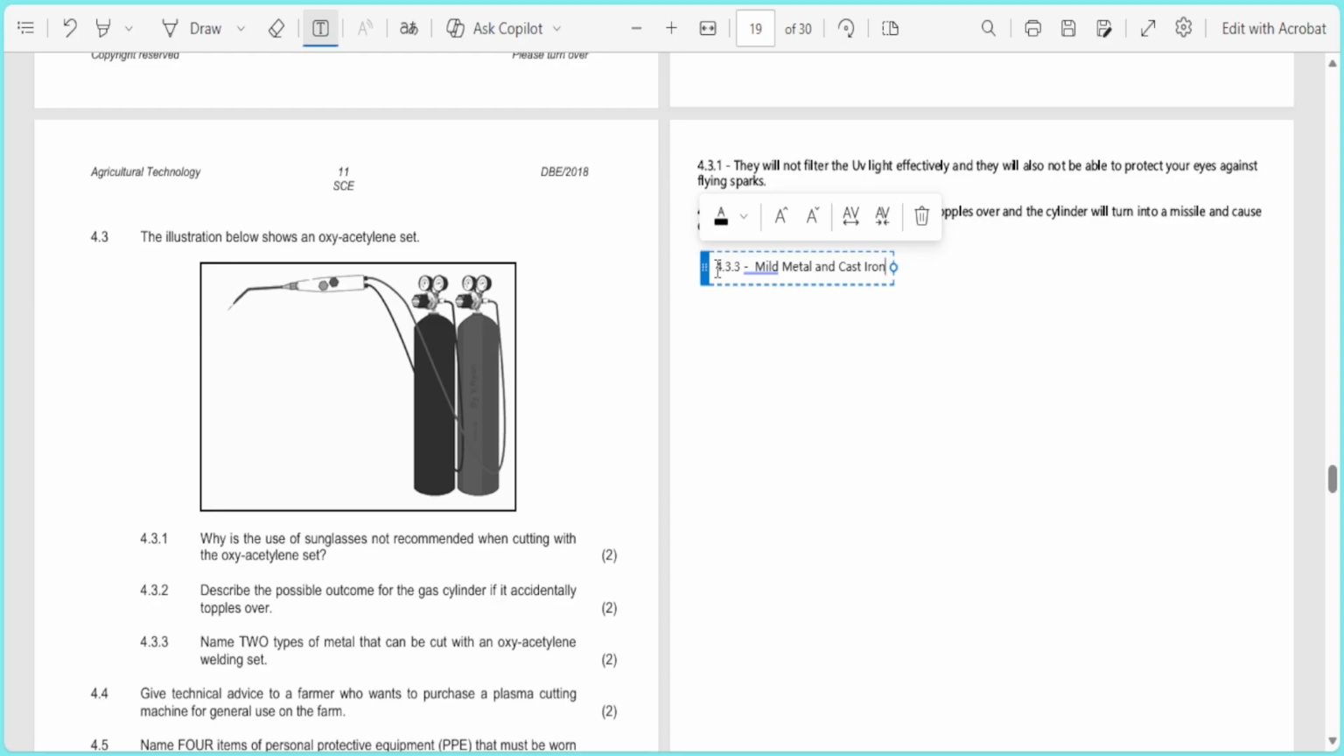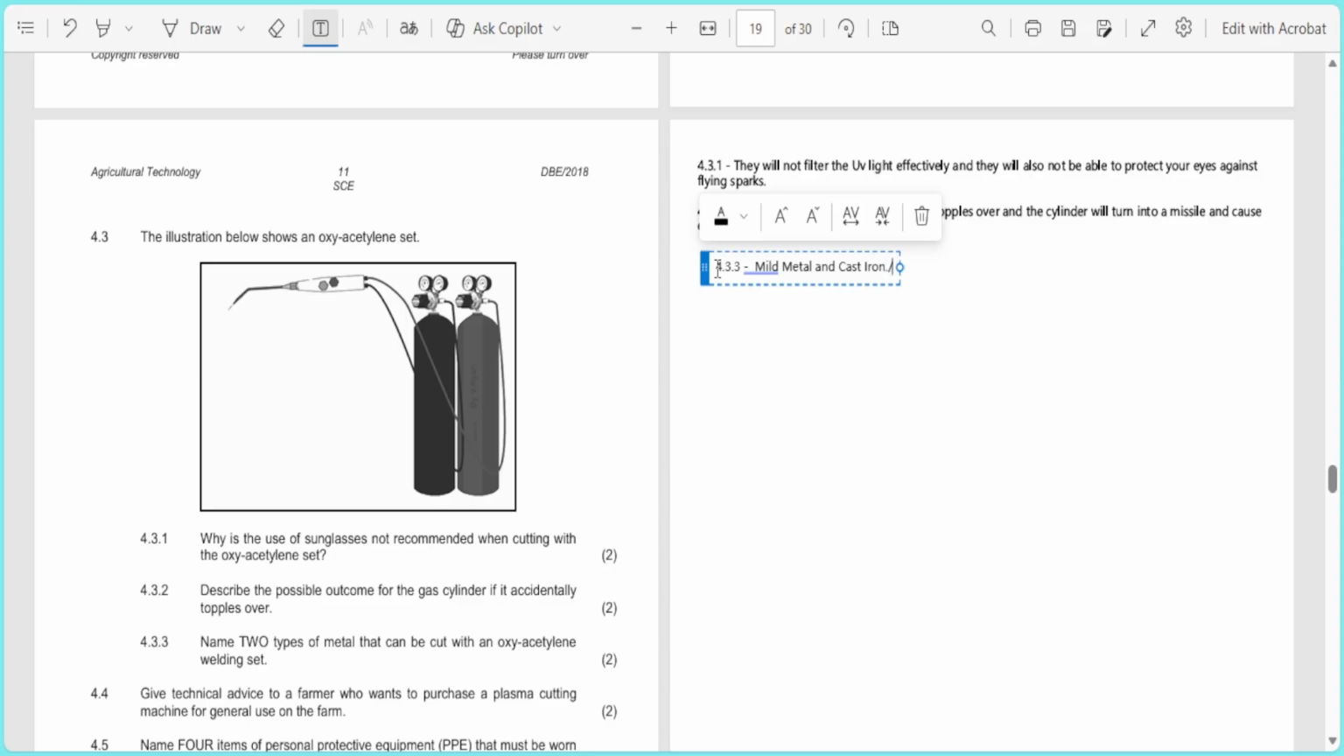The oxyacetylene works on ferrous metals. Your mild metal, your cast iron, your stainless steel, as well as your carbon steel, right? They are examples of ferrous metals. So non-ferrous metals like your aluminum, your copper, and brass don't oxidize the same way. They don't create that slag, that iron oxide. So you need different cutting methods for the other metals, right?